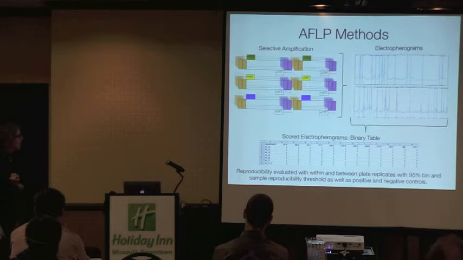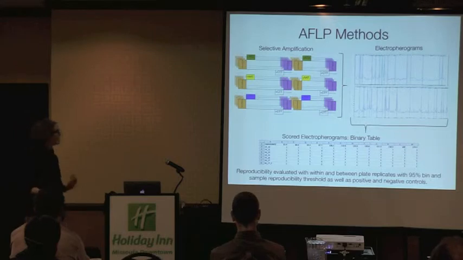So just a word about reproducibility. This is really important with this kind of method. We evaluate reproducibility, as I mentioned, both within and between plates. We have a 95% bin and sample reproducibility threshold, and we also use positive and negative controls to verify our results.